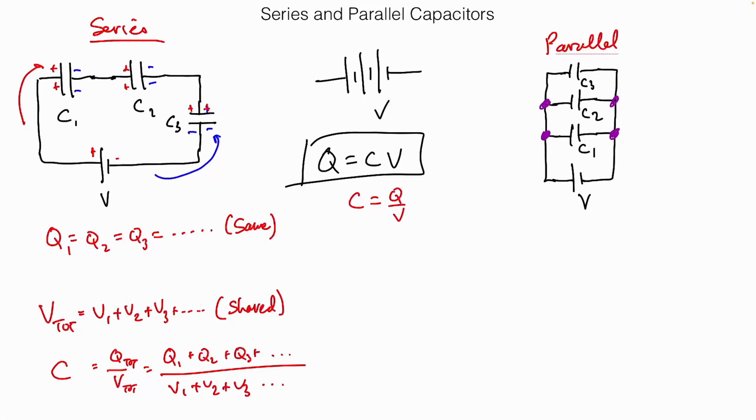Notice, what's Q1 over V1? It's C1, right? Okay, this is C1. What's Q2 over V2? C2, okay? I did this all wrong. Did it wrong. I'm glad there's an undo button. I was reading the parallel side of my notes instead of the series side of my notes. Sorry.